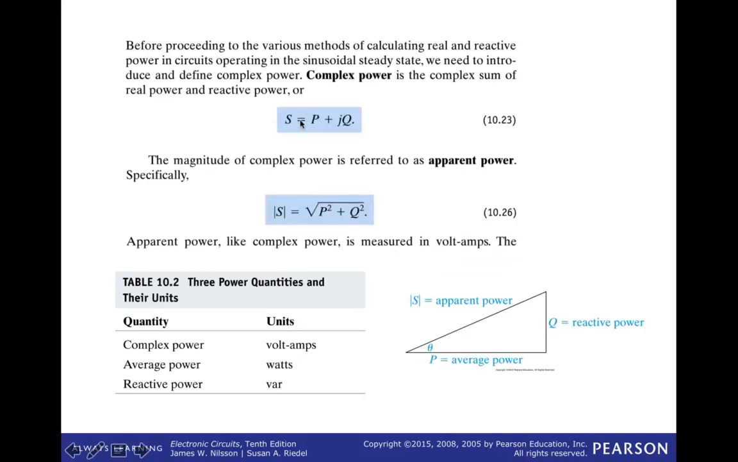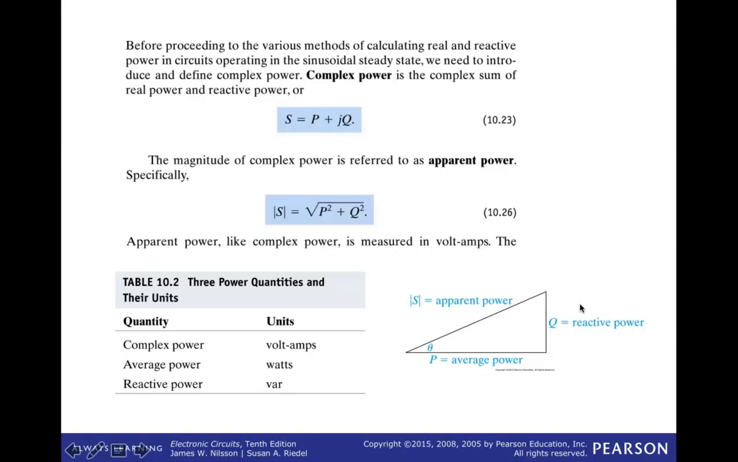There are some additional expressions or definitions. One is complex power. Complex power is the complex sum of real and reactive power, P plus jQ. The magnitude of that is referred to as the apparent power. So that would just be taking the magnitude of that complex number S. There are units associated with each of these terms. Complex power, the unit is voltamps. Average power, the unit is watts. Reactive power, the unit is voltamp reactive, or VAR.